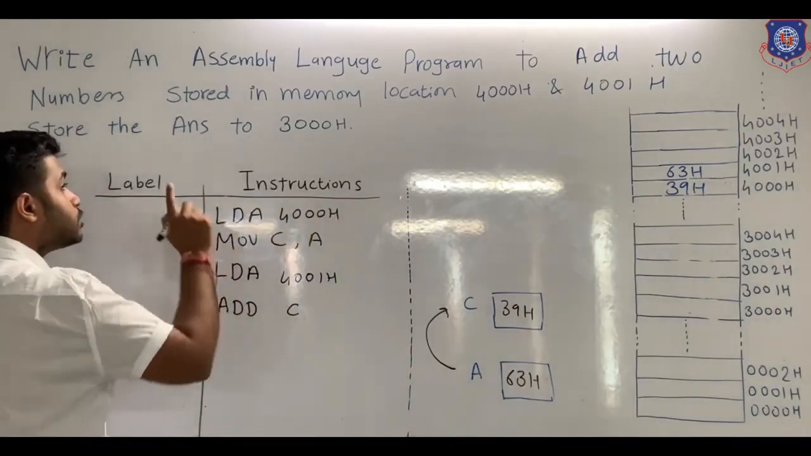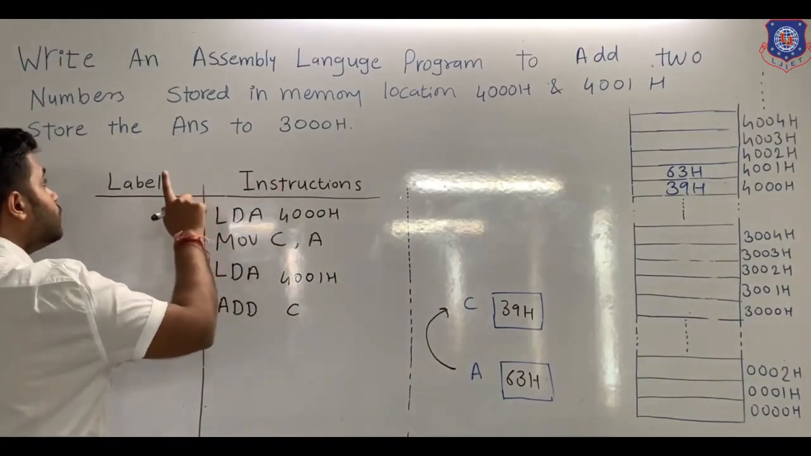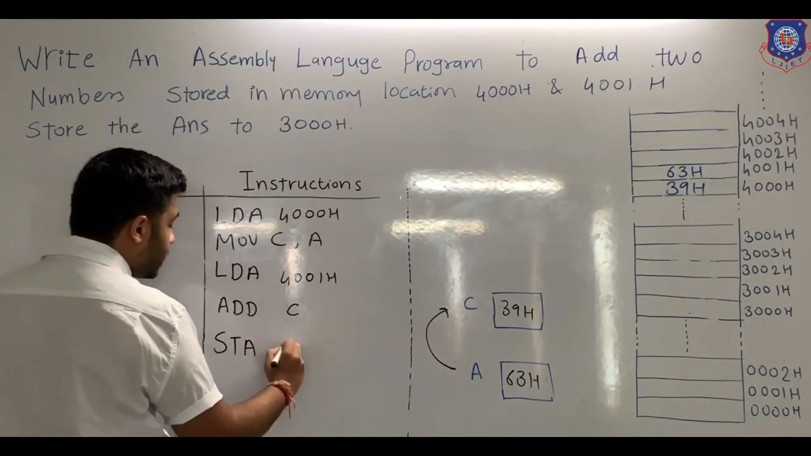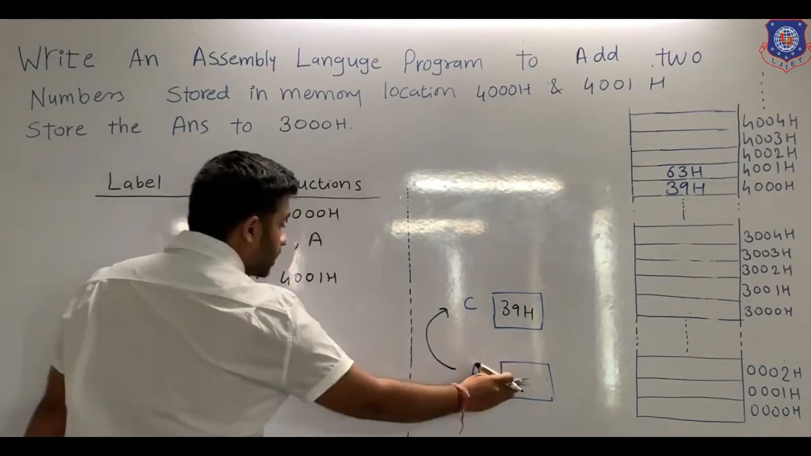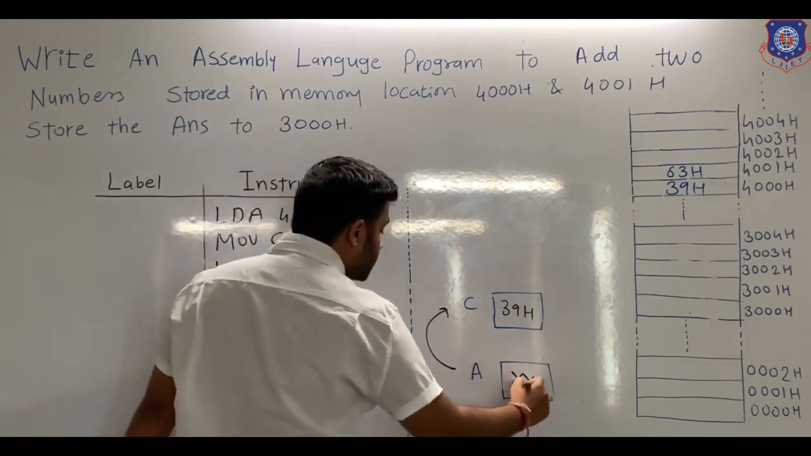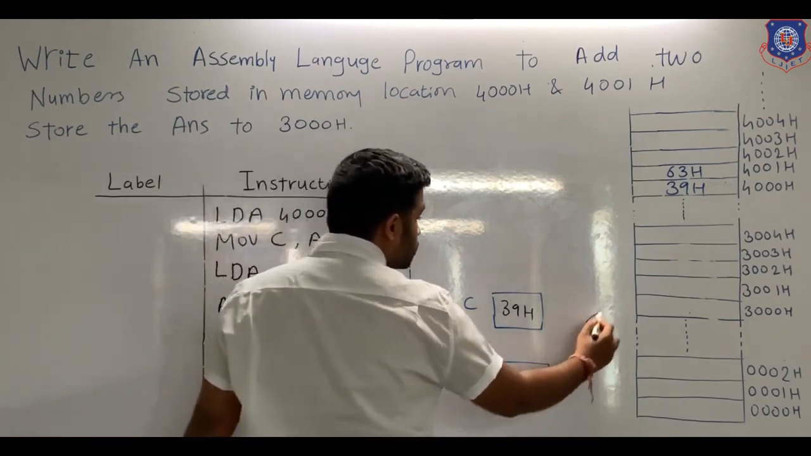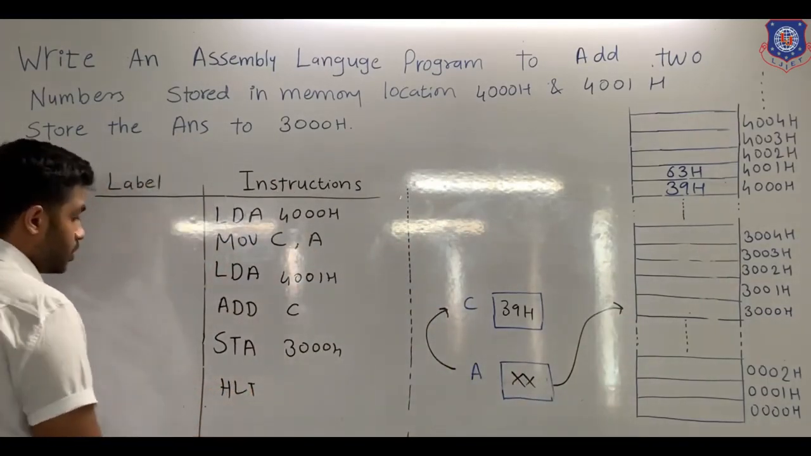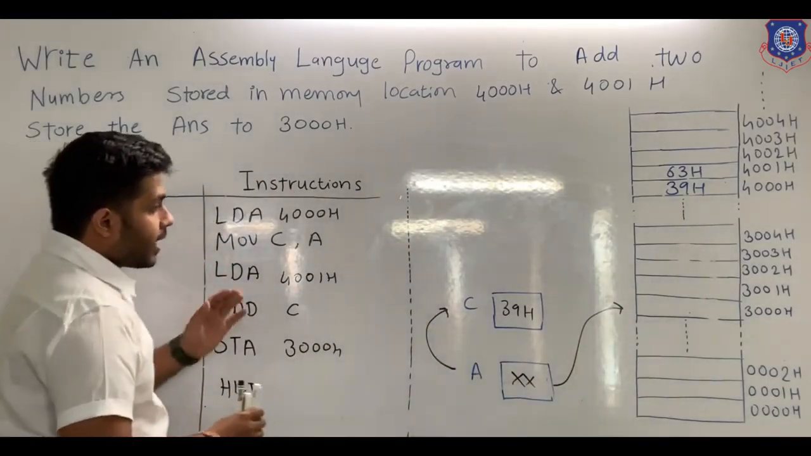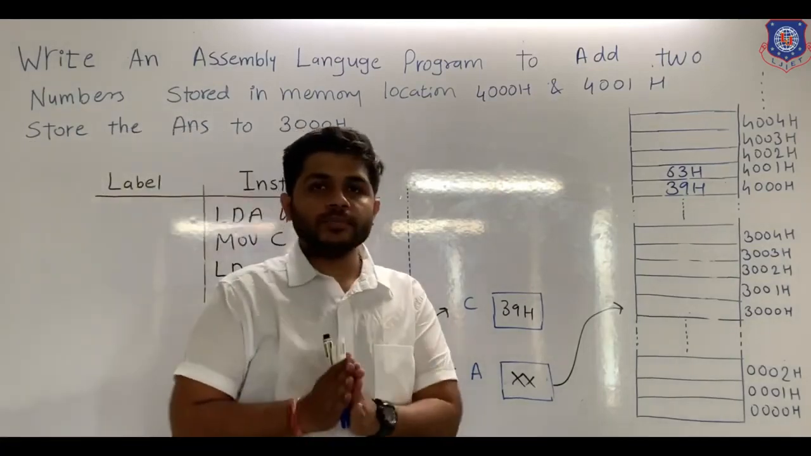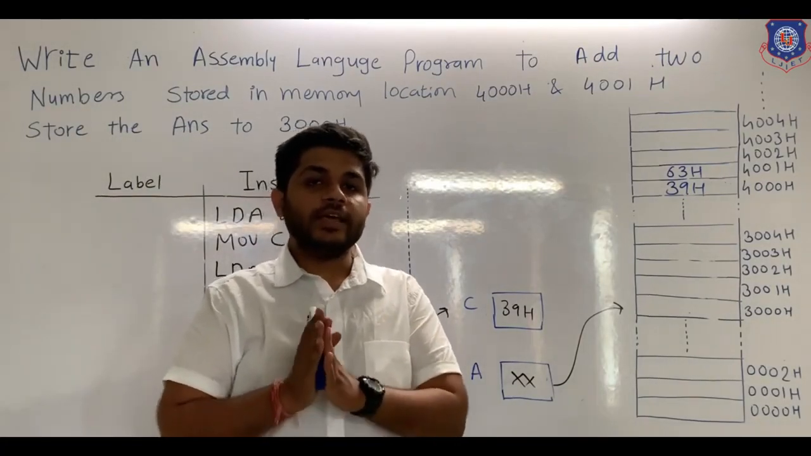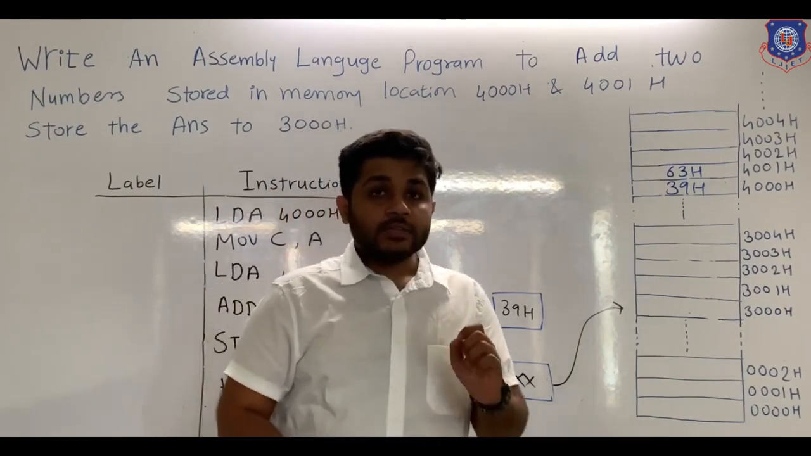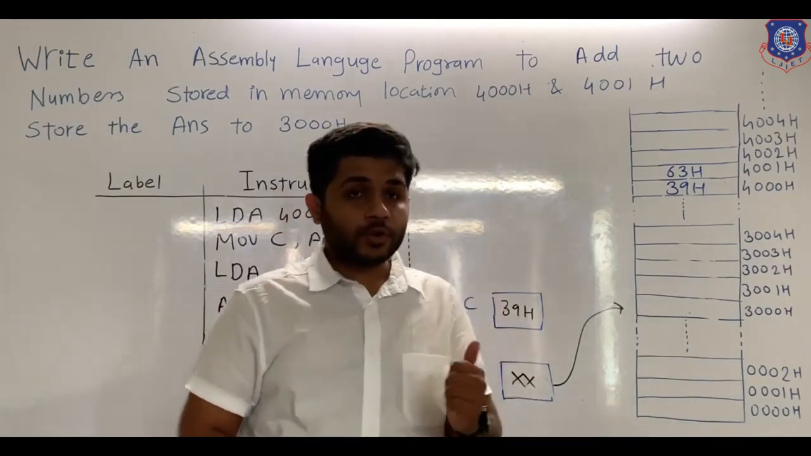After that, we have to store the answer to which memory location? 3000H. So for that we will use the instruction STA 3000H. So whatever answer we have got in the accumulator will be stored to 3000H, and at the end of the program we will use the output. Right now for this program we have assumed that the answer is 8-bit, that the answer does not exceed 8 bits, and this is it for this program.